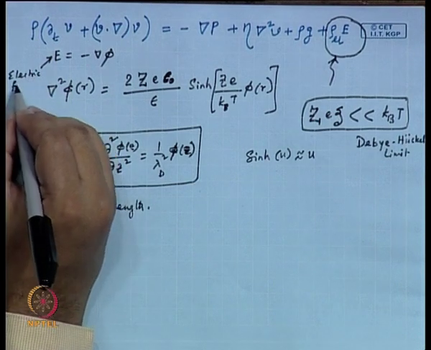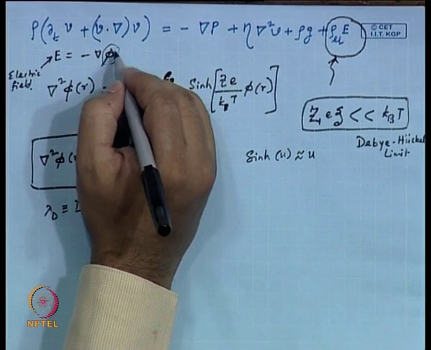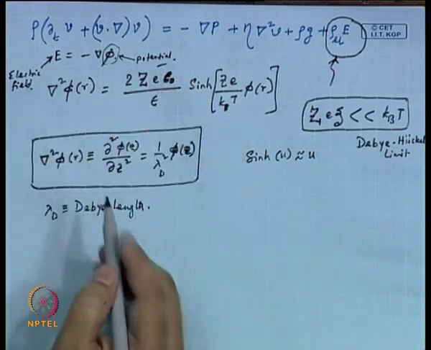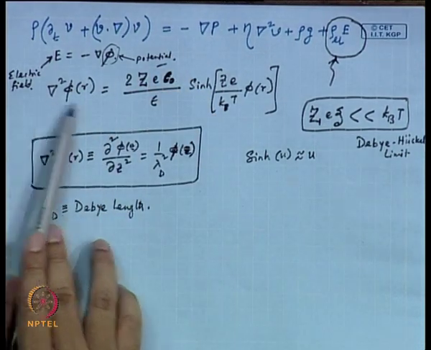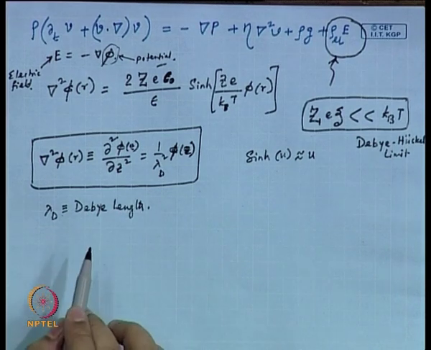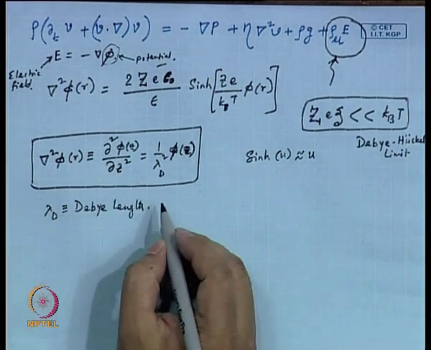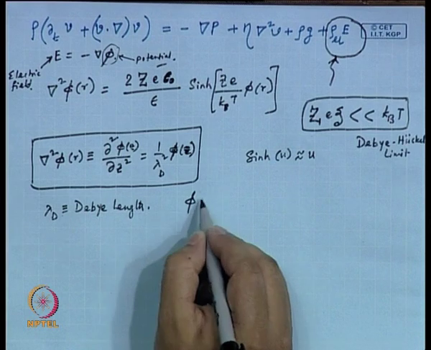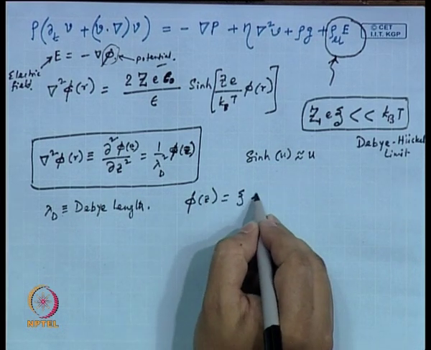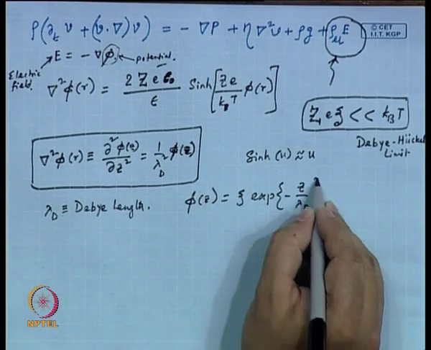E is the electric field and this phi is the potential. So, that is how phi and E are related, and with the phi we had this expression where lambda d is equal to the Debye length. This is very straightforward, and once you solve this equation, the solution would be pretty straightforward. I can write this as phi z is equal to zeta exponential of minus z by lambda d.